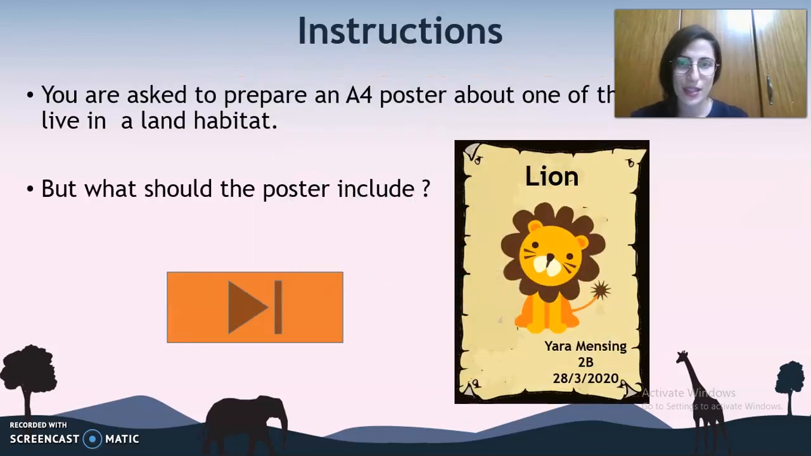Okay? So, the instructions. You are asked to prepare an A4 poster about one of the animals that live in a land habitat. Okay? But what should the poster include? What should the poster include? Check, guys. This is an example of a poster. The name of the animal. You guys have to write your name, section, and date at the bottom of the page. Let's check out what else should we include.